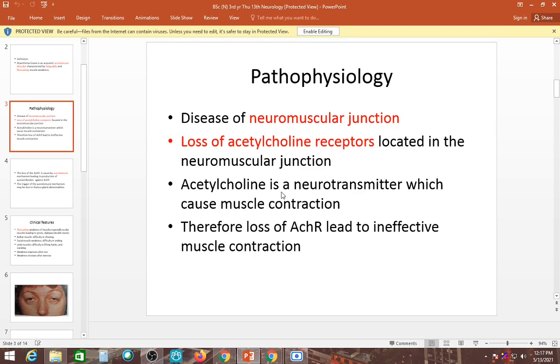And what disease is there? What structure is involved? The acetylcholine receptors are involved and they are lost and destroyed. Because the acetylcholine receptors are destroyed, they cannot receive the acetylcholine neurotransmitter, which helps in muscle contraction. And because they cannot receive this acetylcholine neurotransmitter, there will be less or ineffective muscle contraction. And this ineffective muscle contraction causes the weakness of the muscles. Okay?